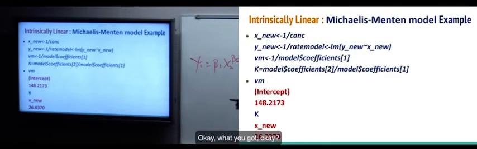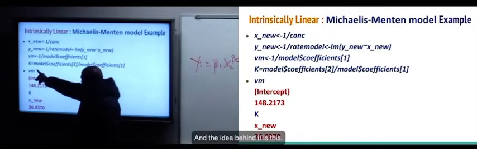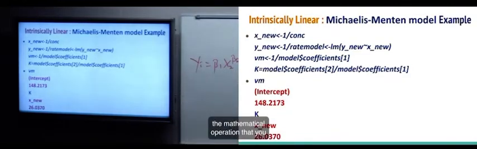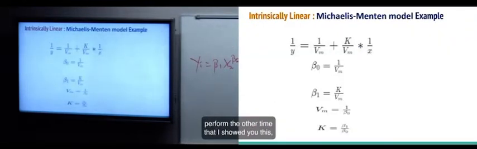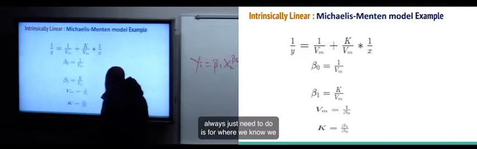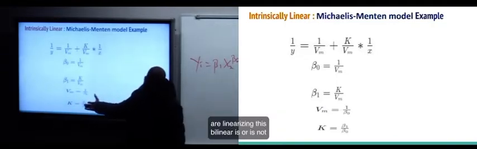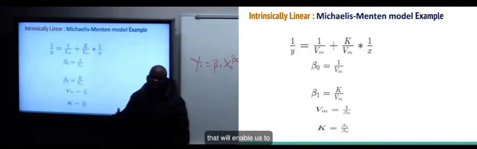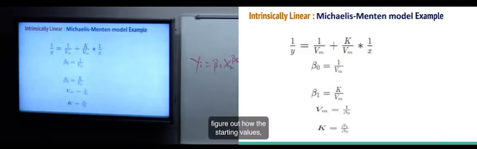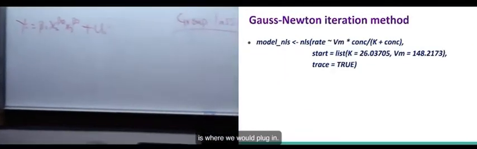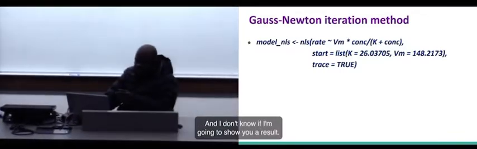What you got, and the idea behind this code is the mathematical operation that you performed the other time. Like I told you, these are intrinsically non-linear models. We are linearizing this. The linearization here is not a complete one, but it's the one that will enable us to figure out the starting values. Like I said, the starting values that we got are what we plug in, and at the end of the day, I'm going to show you a result.